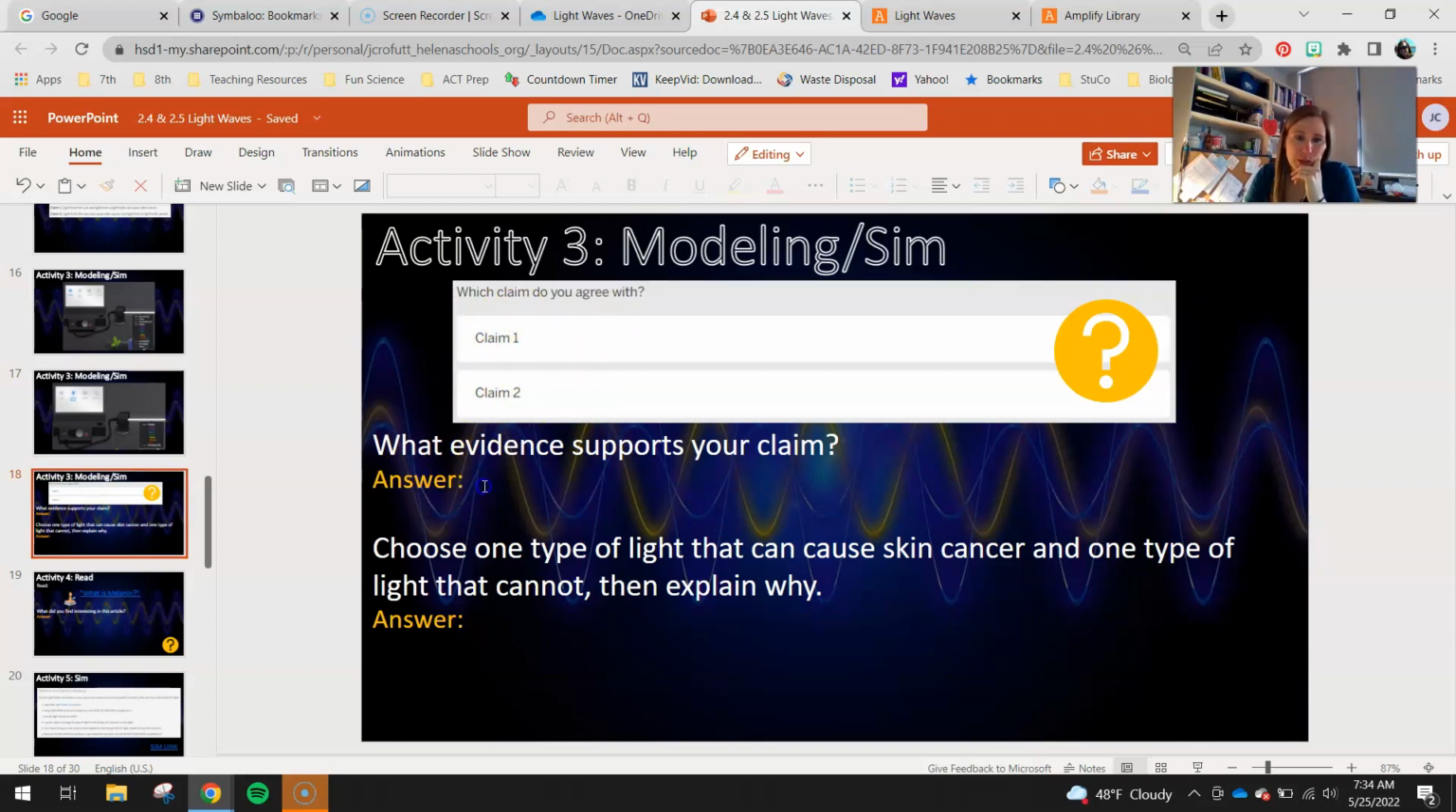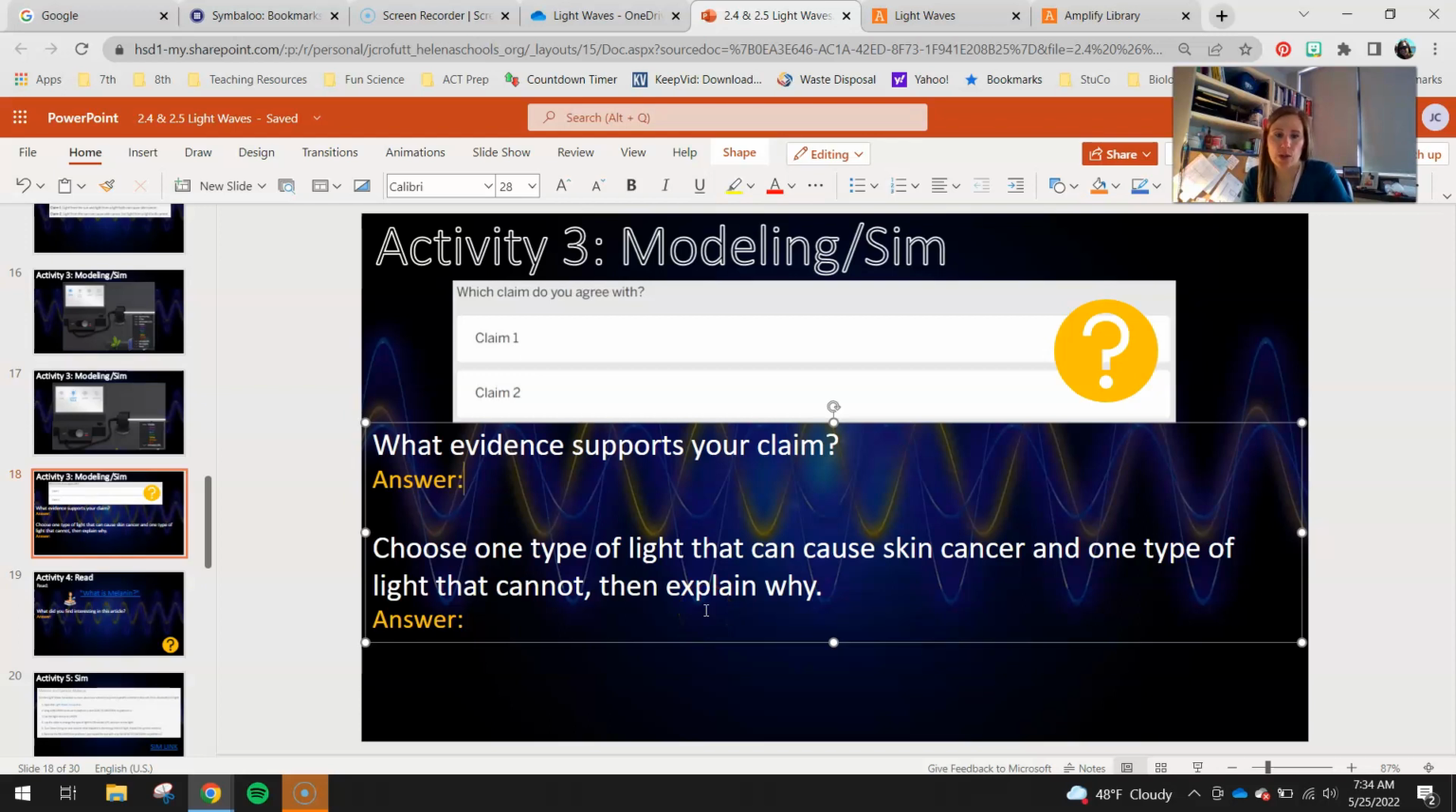Okay, what evidence supports your claim? So go ahead and answer how you guys came to that conclusion. And then choose one type of light that can cause skin cancer and one type of light that cannot, and then explain why. So again, go a little bit further with your explanation and talk about what from the sun can cause skin cancer and what we see in a light bulb that may or may not. Okay.